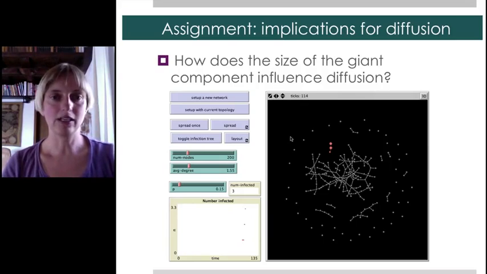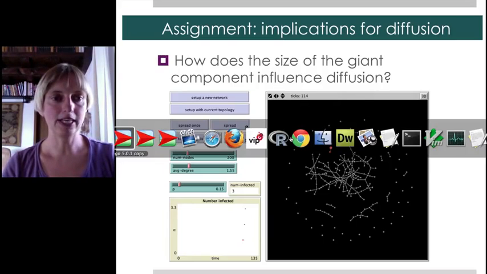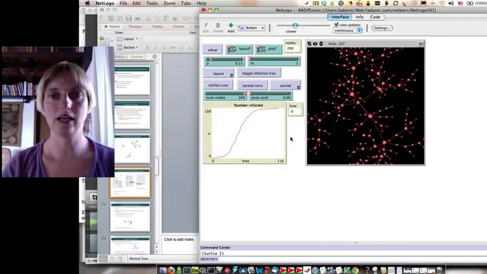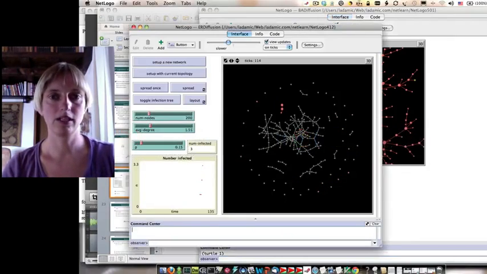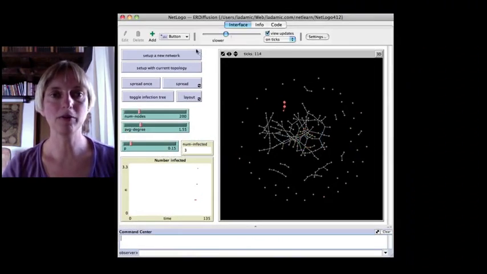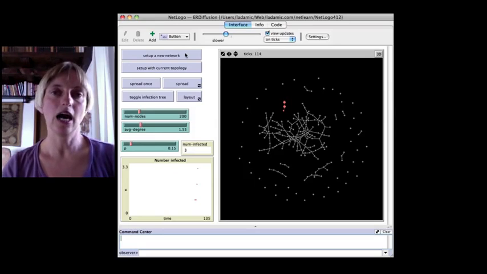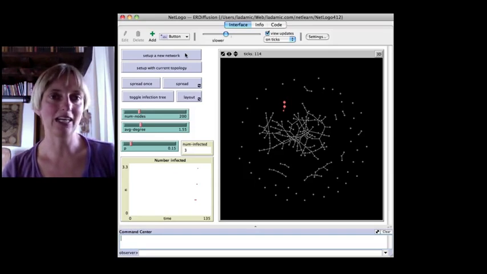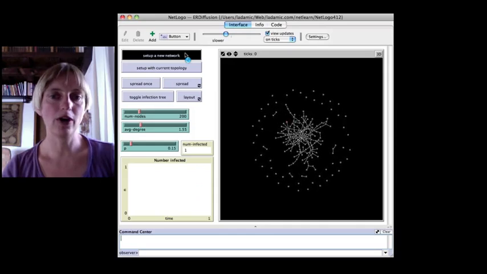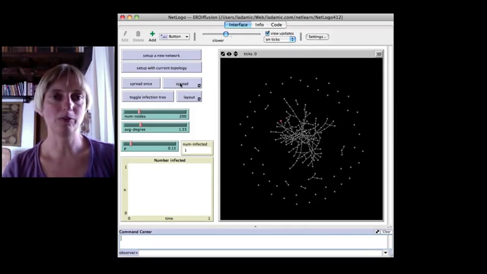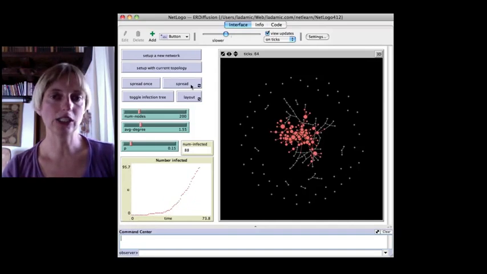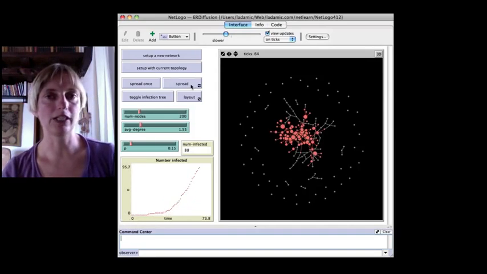One part of it will be looking at the Erdős-Rényi random graph, and here you'll be looking at what it means to have a giant component that doesn't occupy the whole network for how disease is going to spread. You're going to have one node infected, and then that one node is going to start infecting others, and then those nodes are going to infect others in turn, and you'll see what happens.